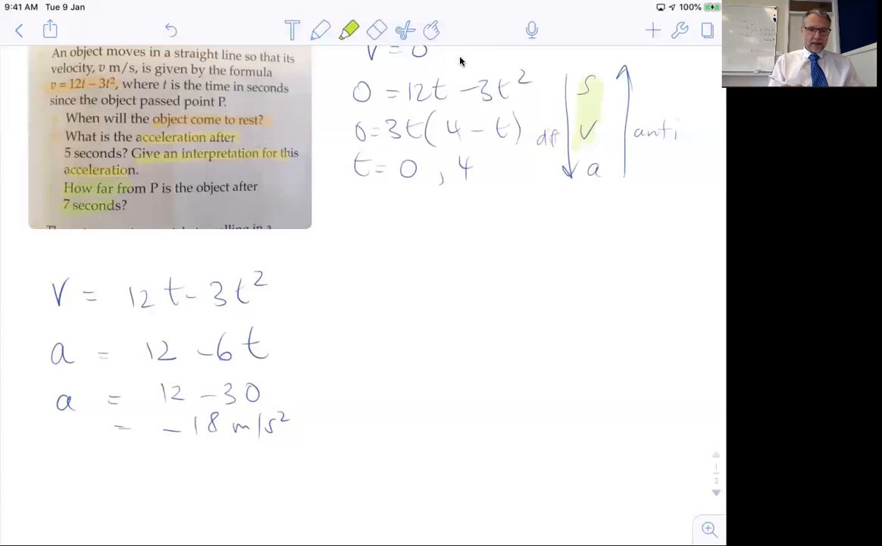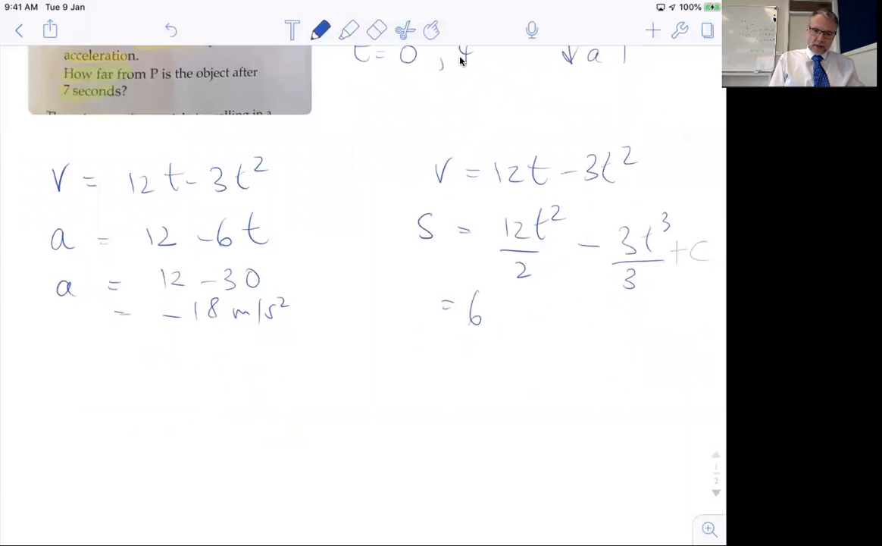So here we're dealing with differentiation and anti-differentiation. Again, we start with the velocity statement. So velocity is equal to 12t minus 3t squared. We anti-differentiate to get s. So now I add 1 to the power, divide by that power, and this time, of course, we add c, the constant of integration. So tidying that up, I get 6t squared, those 3's cancelled, minus t cubed plus c.